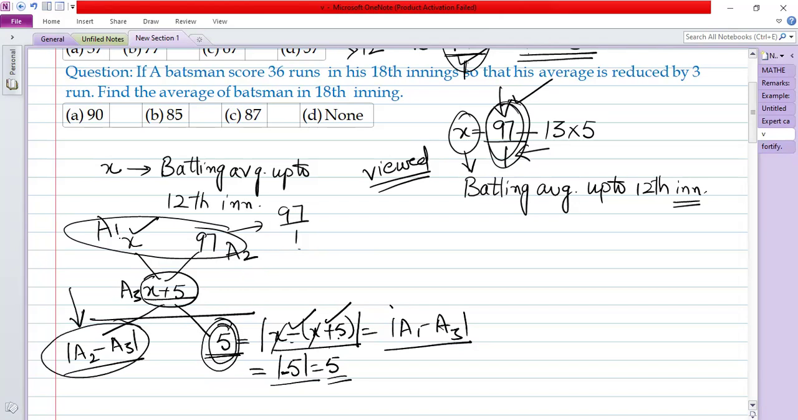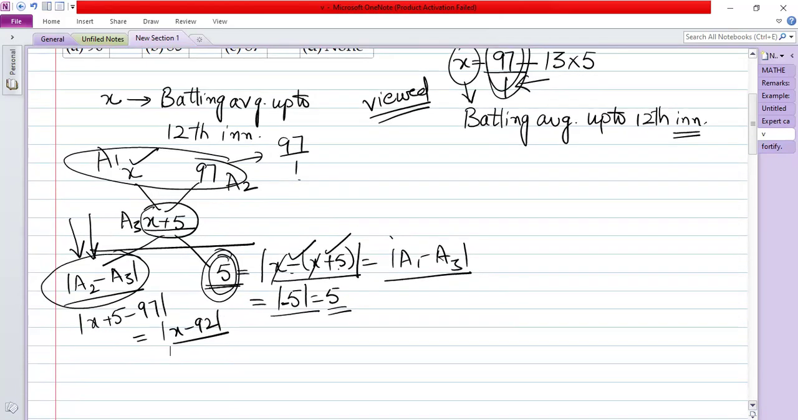Now here is something important, which must be noted down very carefully. What is the modulus here? It will be x plus 5 minus 97, so this is now x minus 92. Since our average has increased, this X, which is the batting average up to the 12th inning, must be less than 92.